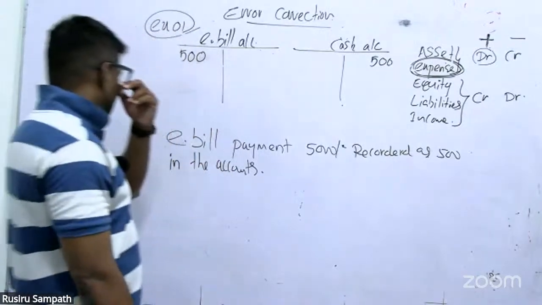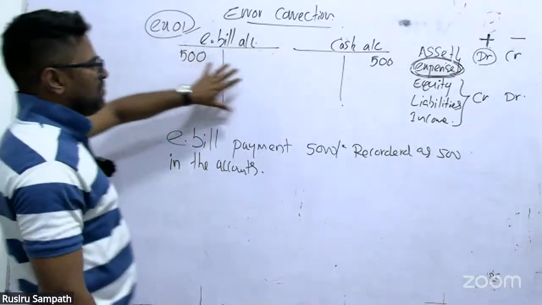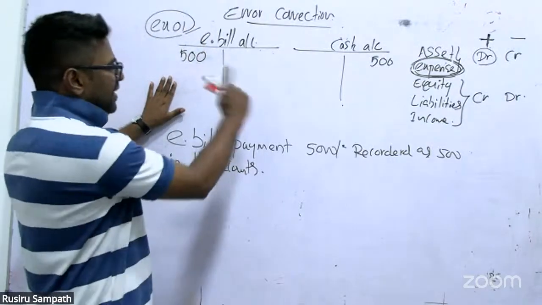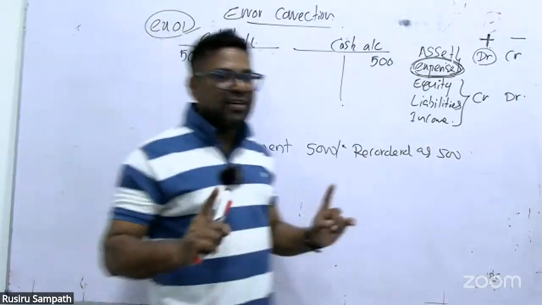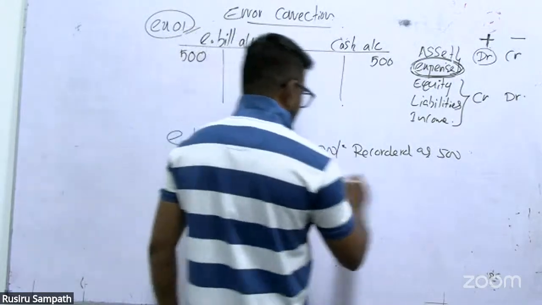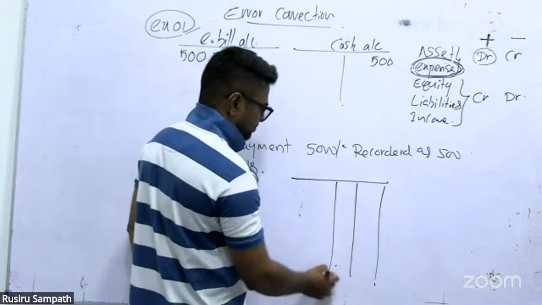Right. Then you see e-bill payments, cash account credit and e-bills account debit. This error is not affecting the agreement of trial balance. You know, trial balance, what is trial balance?